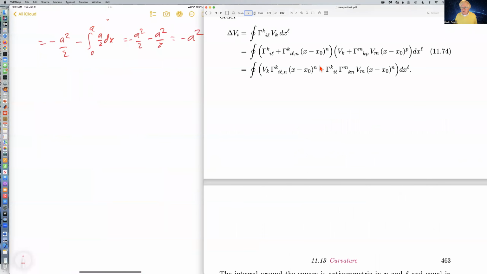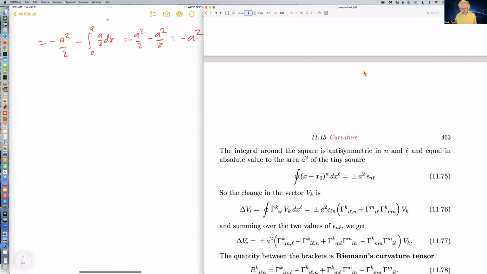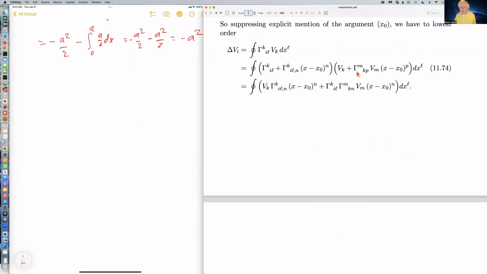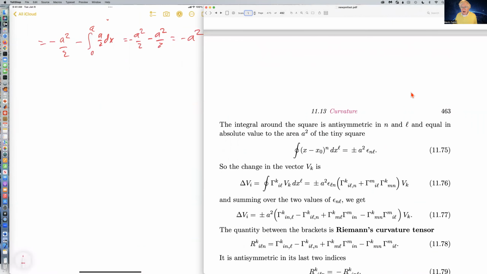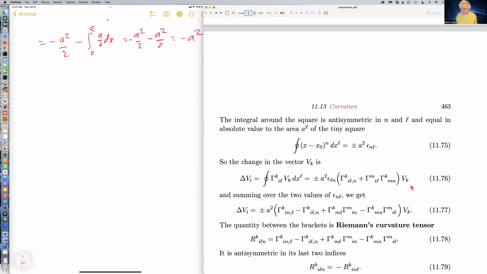Now, if we go back to this expression here, the integral is an overall factor of a squared. We're going to replace m by k here. I should have done that earlier. Anyway, so that we have a vk that we can factor out. And when we factor out that vk, oh, I did it here.